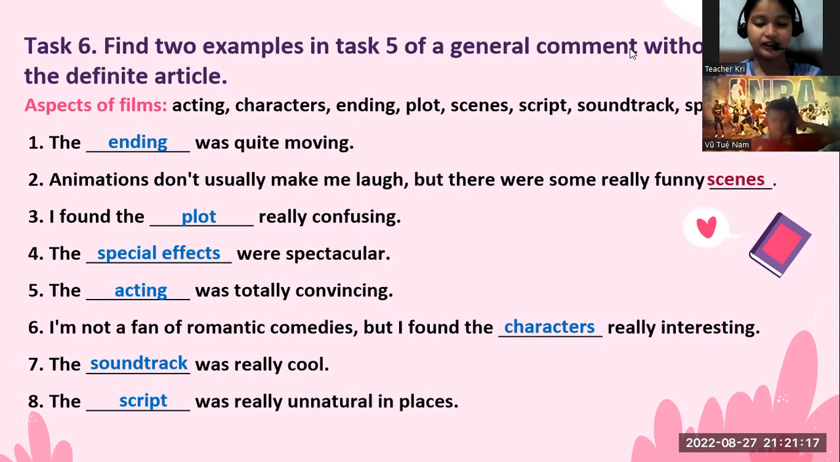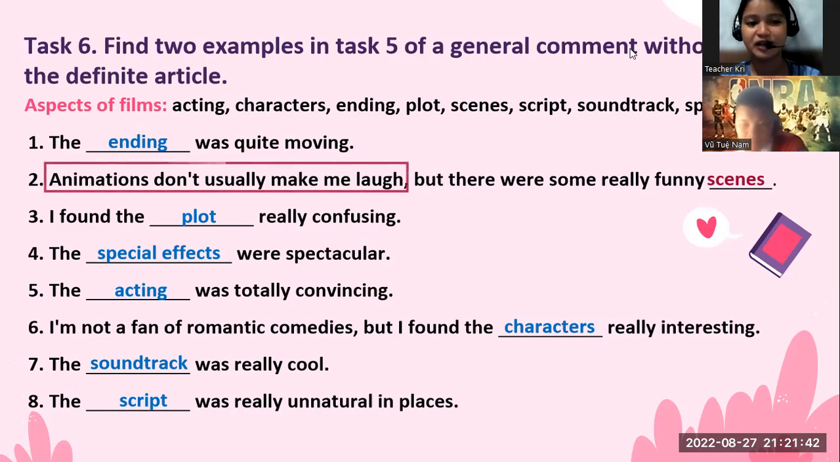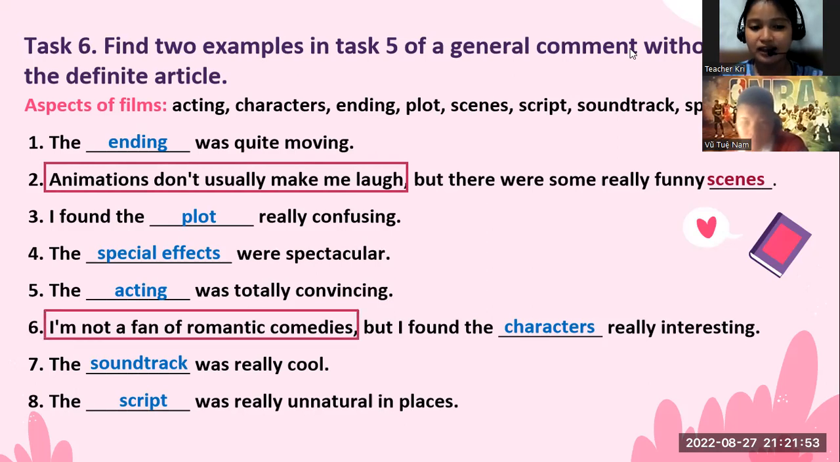The acting was totally convincing. Okay, can you say it one more time? The acting was totally convincing. All right, so you mean number 5, am I right? Yeah. Okay, so your answer is number 5, but it's not number 5. So the first answer is animations don't usually make me laugh. Next, I'm not a fan of romantic comedies.